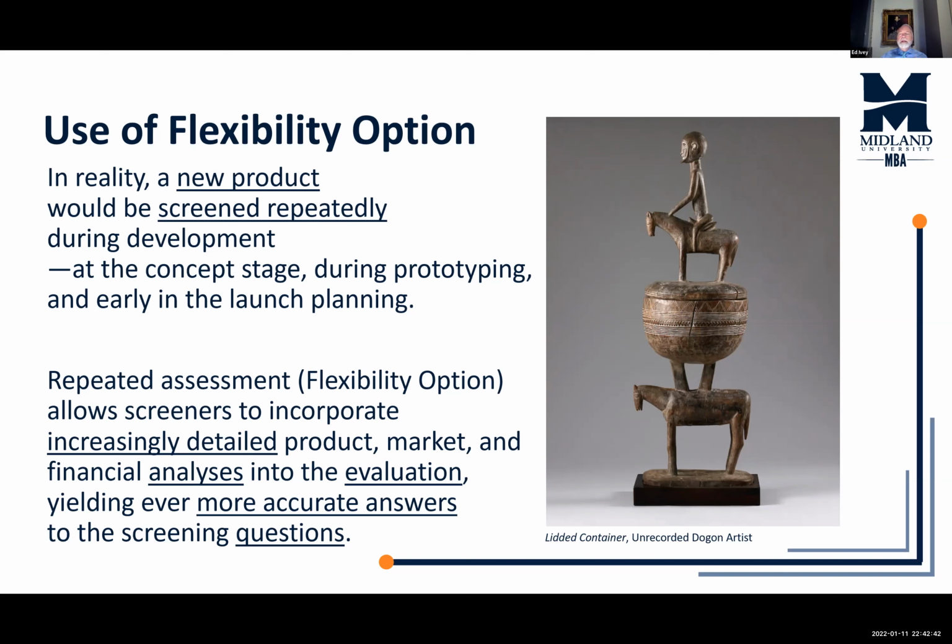To incorporate an increasingly detailed, meaning what? An increasingly real product, an increasingly nuanced product, a product that is meeting the needs of our customer. So that repeated screening is going to allow us to do what? To market, and it's going to allow us to look at the financials for our product as well. So we are going to get what ever increasing, ever more accurate answers to our screening questions.